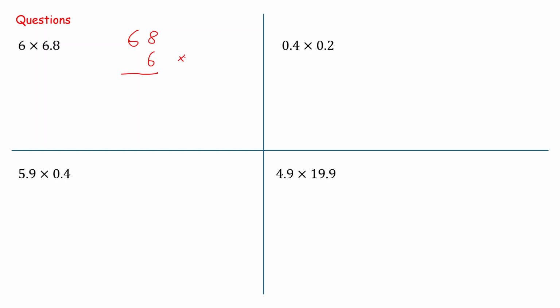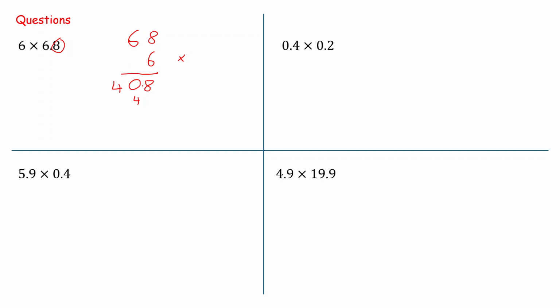And we're timesing through. So you've got 8 times 6 first of all, which gives you 48. 6 times 8 gives you 48. You've then got 6 times 6, which is 36. Add the 4, which gives you 40. So 408. But of course, you've got one number after your point. You've got to go back in by 1 to give you 40.8. And that seems pretty reasonable to me.